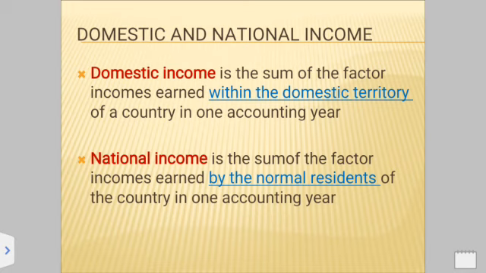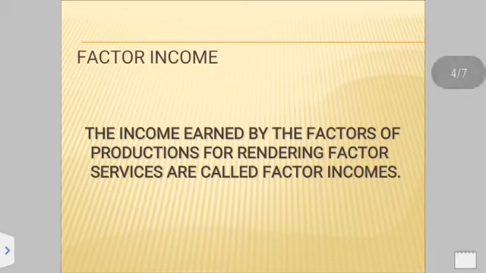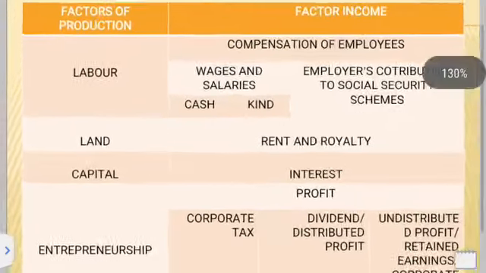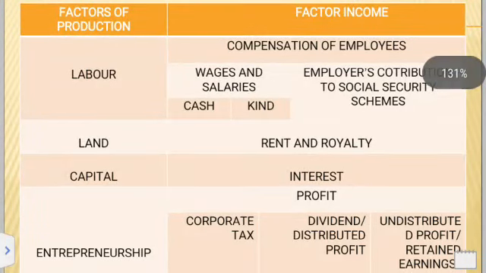Now, coming to the national income concept, it is also the sum of the factor incomes, but here it is the sum of the factor incomes earned by the normal residents of the country in one accounting year. Now, already we have discussed what is factor income. Here let me repeat it. The income earned by the factors of production for rendering factor services is known as the factor income. Now let us discuss in detail what are the different factors of production and what are their corresponding factor incomes.